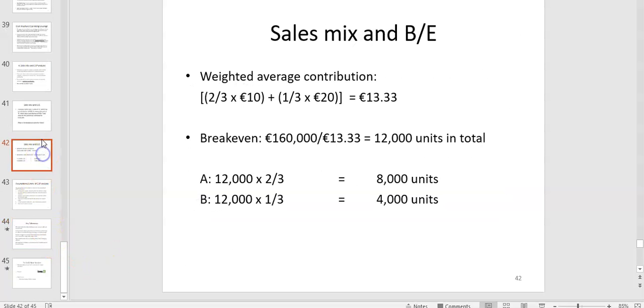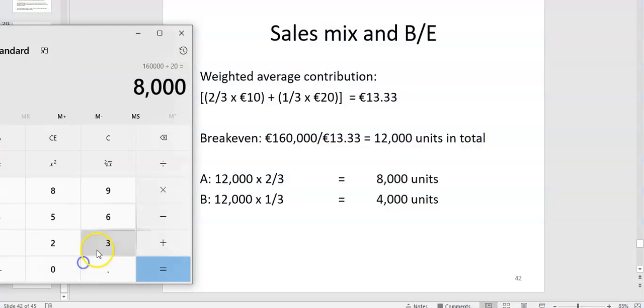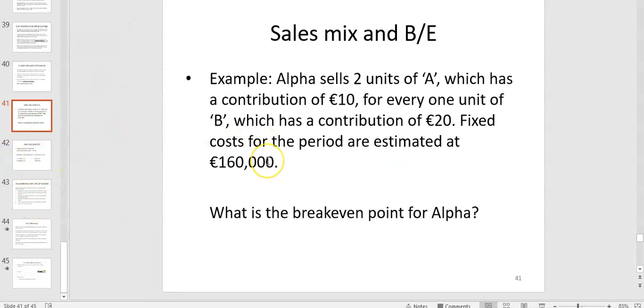And again, you can prove that. Well, let's see what happens then. If we sell 8,000 of A, that's 8,000 times 10. That's 80,000 contribution. If we sell 4,000 of B, that's 4,000 times 20, which is 80,000 as well. And 80,000 plus 80,000 is 160,000 contribution. And that will just exactly cover our 160,000 fixed cost.